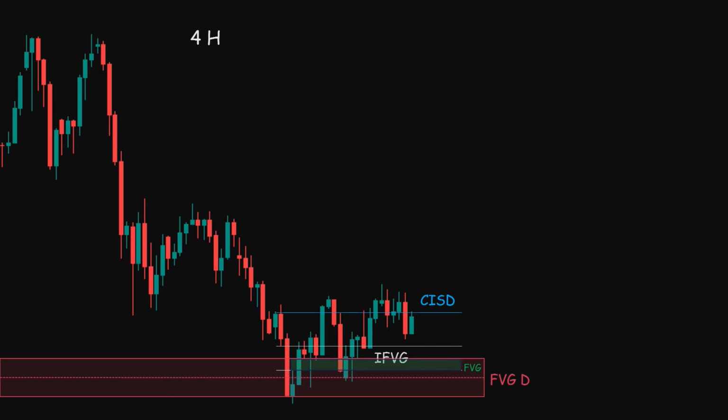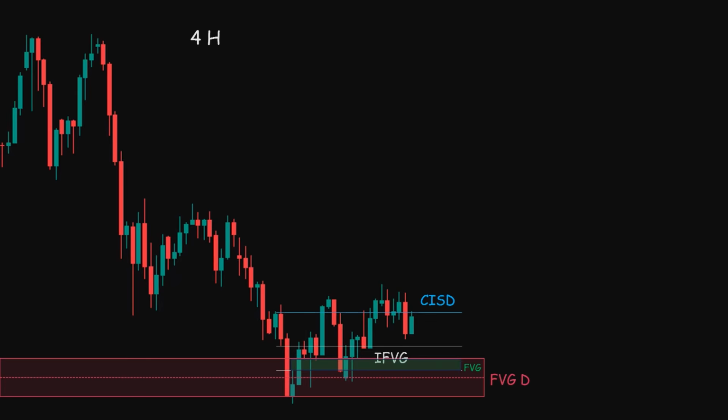It's also important to note that inside the daily fair value gap, this black dotted line represents the midpoint, or the consequent encroachment. You can see how candle bodies keep reacting around that level and continue to fail to close below it. Once again, that's a clear sign of weakness to the downside.